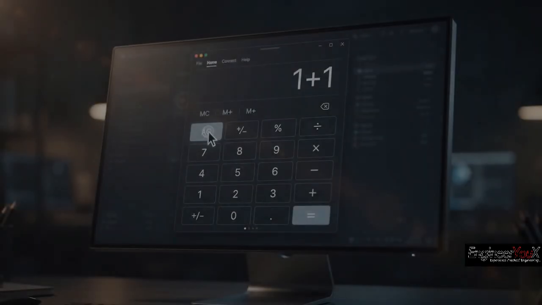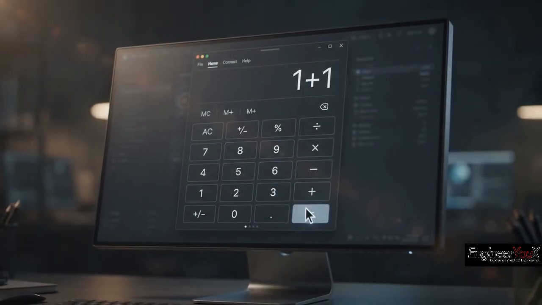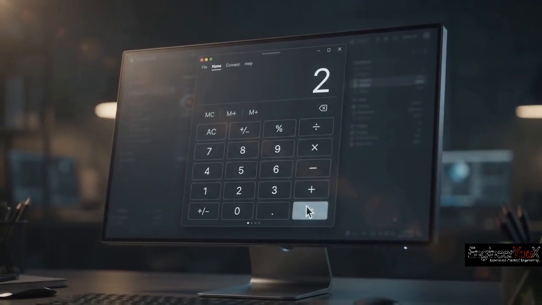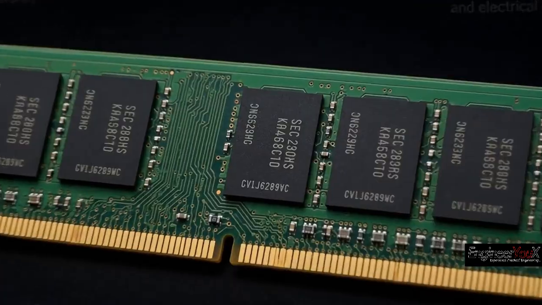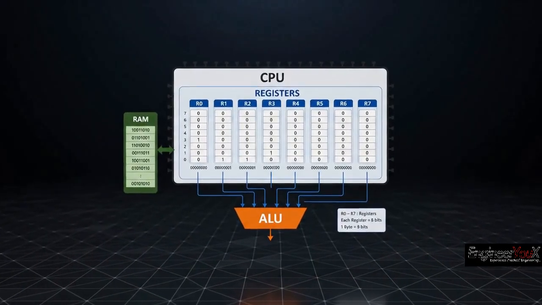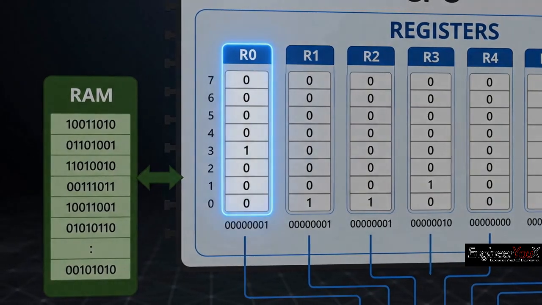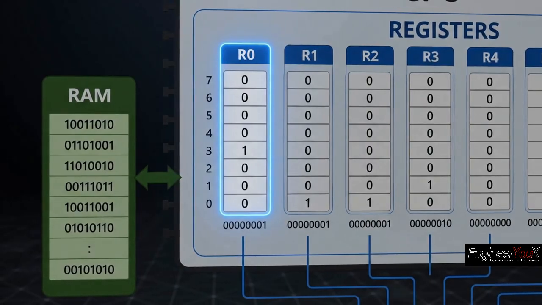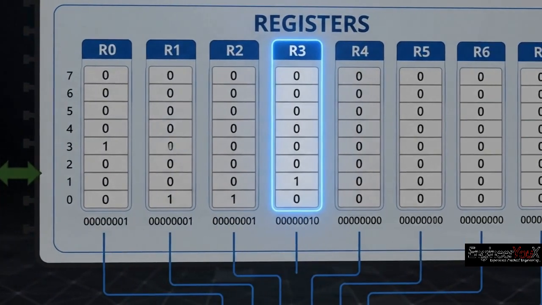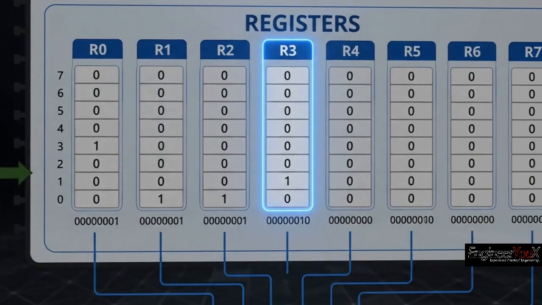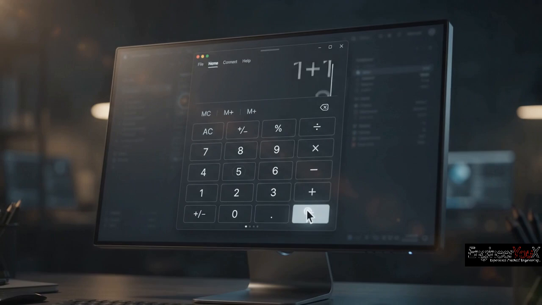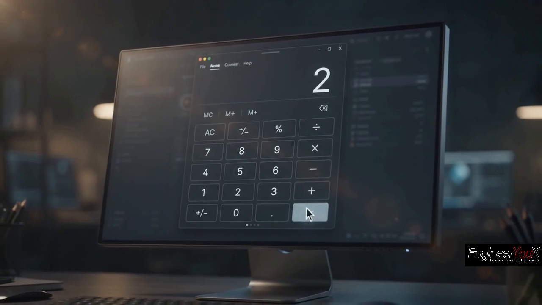For example, suppose you enter 1 plus 1 in the calculator application and press the equals button. The CPU first loads the two numbers from RAM into register R1 and register R2. These values are then fed into the logic circuits inside the ALU, where the addition is performed. The result is stored in another register, R3. If the program needs the result later, it is then written back to RAM and displayed by the calculator application.